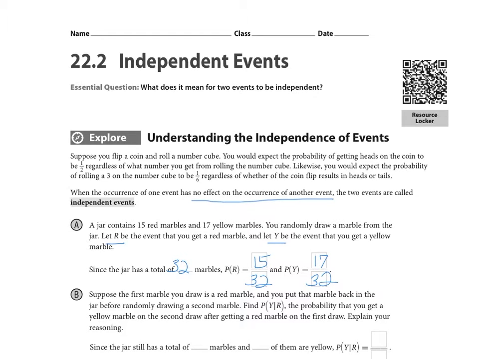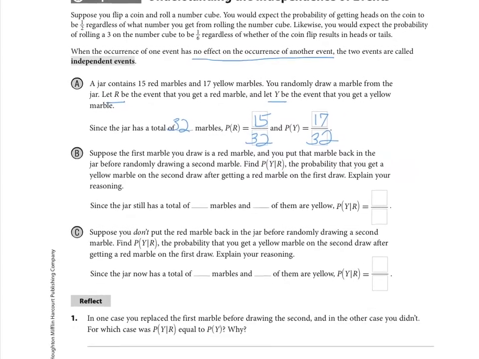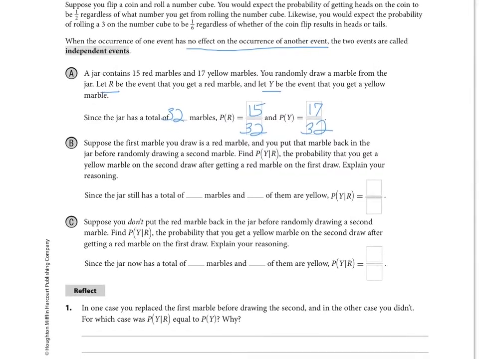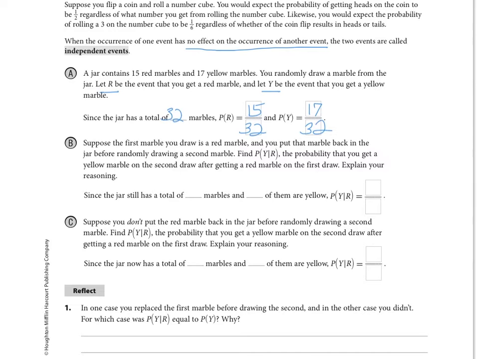So for part B, once we've calculated those probabilities, it says, suppose the first marble you draw is red, and then you put that marble back in the jar before randomly selecting a second marble. Putting that marble back is the key to this whole problem. But find the probability of yellow given red. Basically, of getting a yellow on your second draw when you've gotten a red on the first draw already.